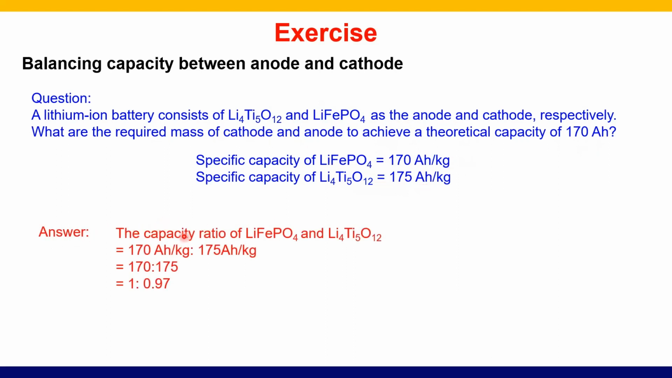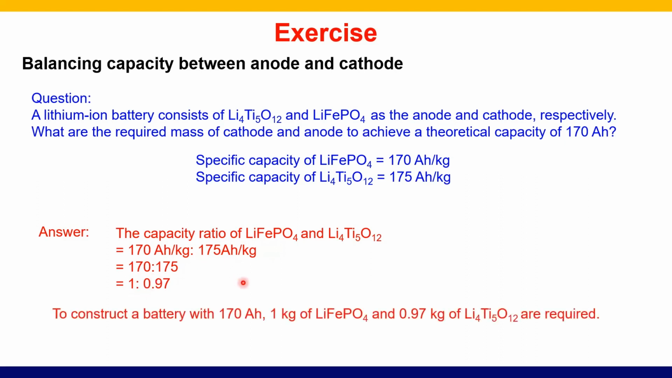Alright, let's take a look at the answer. Basically, we just need to compare the ratios, 170 as compared to 175 in terms of the theoretical capacity. After dividing both numbers by 170, we get 1 to 0.97. So to construct the required capacity of the lithium-ion battery, we need 1 kg of lithium iron phosphate and 0.97 kilogram of lithium titanium oxide.